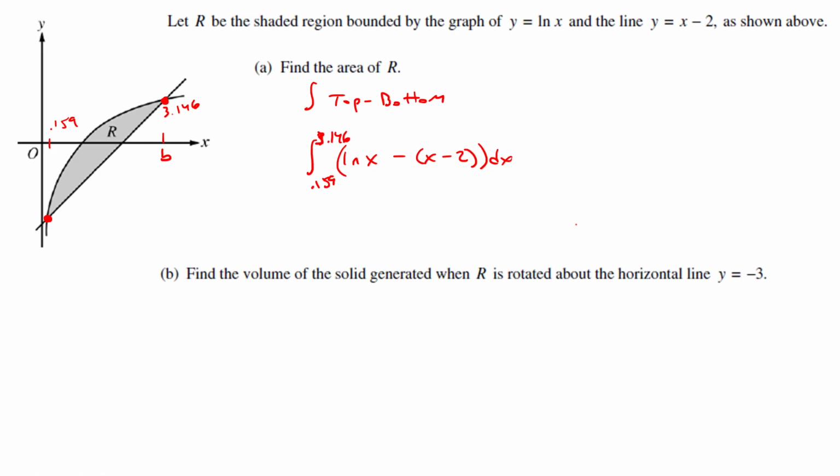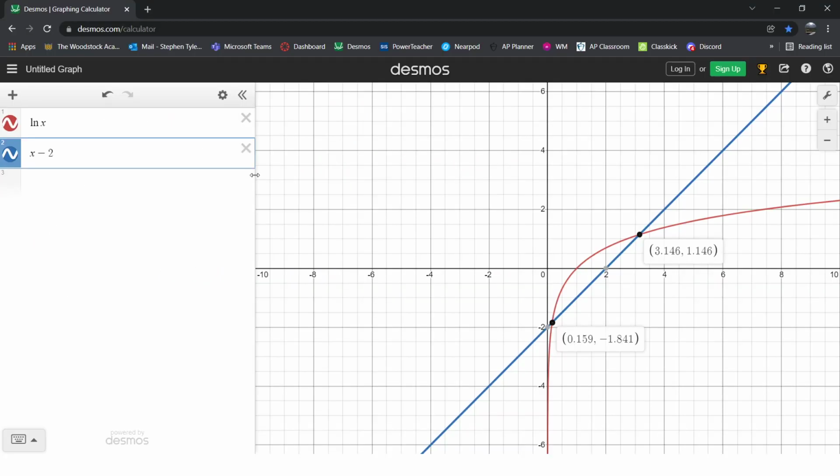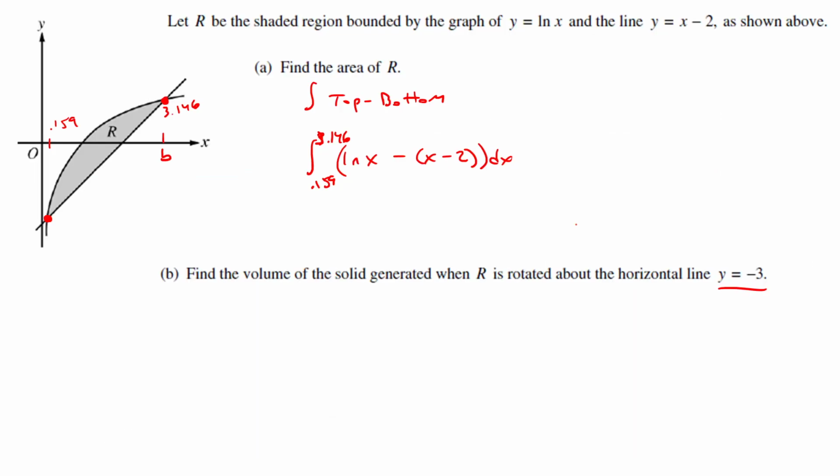I'm more concerned with the setup than the final solution. And now we have this new idea. How would I find the solid generated by rotating around the line y equals -3? First of all, we need to think, is the line in the region, or is it below the region? This is where a graph can be helpful, but we see that this goes as low as -1.8, so certainly -3 would be below that.